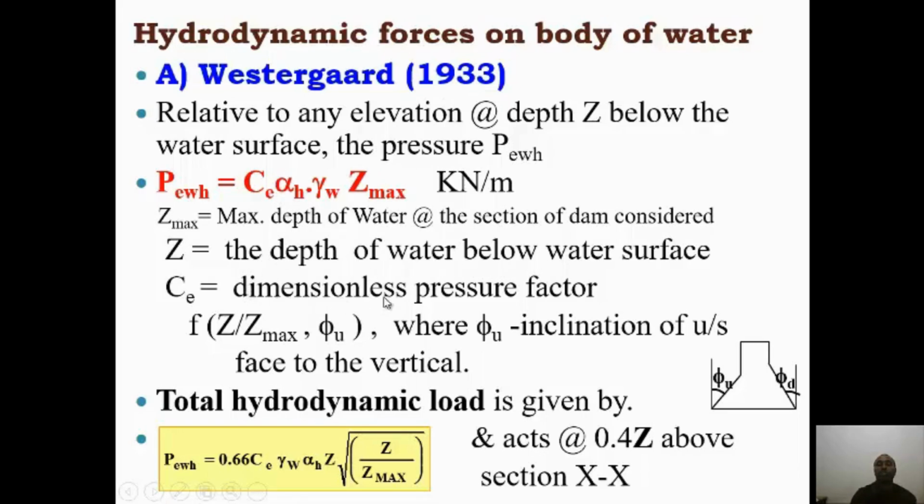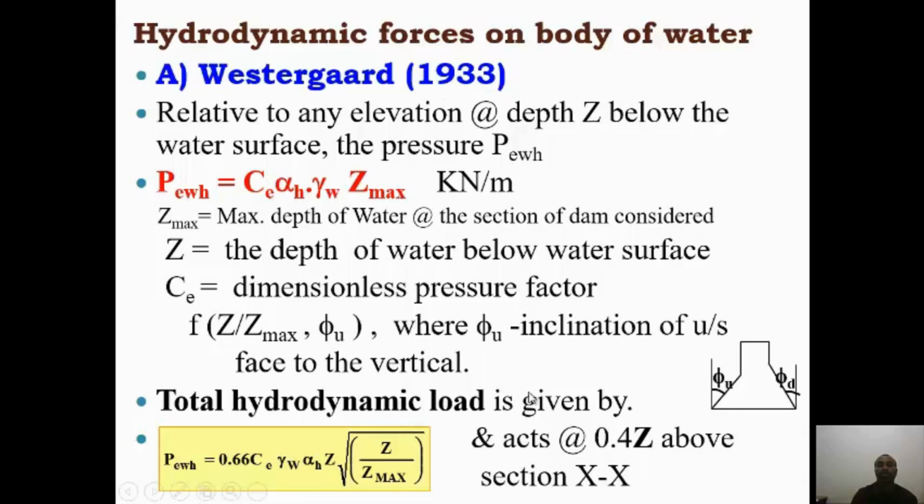C is the dimensionless pressure factor, a function of z over z max and phi upstream. You have a table with respect to z over z max and phi upstream. Phi upstream is the inclination of the upstream slope with the vertical. Then you have Ce, the dimensionless pressure factor, which you substitute in the equation. Then you can find the pressure, the hydrodynamic force.